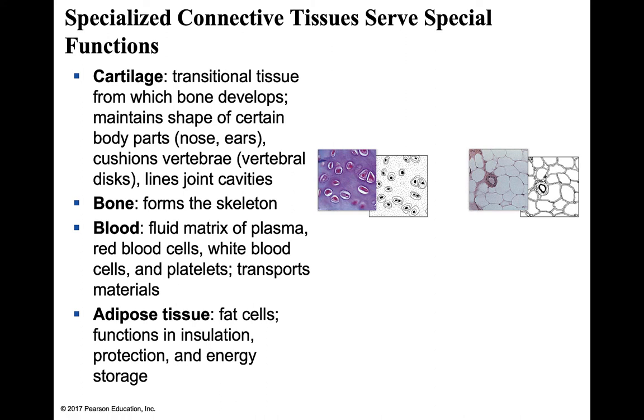Now, bone and blood are also considered to be connective tissue. So bone is forming the skeleton, so we have bones connecting to each other. And if we look at blood, that's kind of the ultimate connective tissue as that's connecting the entire body together. So with blood, there's a fluid matrix, which is plasma, with cells or formed elements, so red blood cells, white blood cells, and platelets suspended in that fluid matrix of plasma. And then, as I said, we have adipose tissue, and those are our fat cells, and that plays a role in energy storage and actually insulating our body.